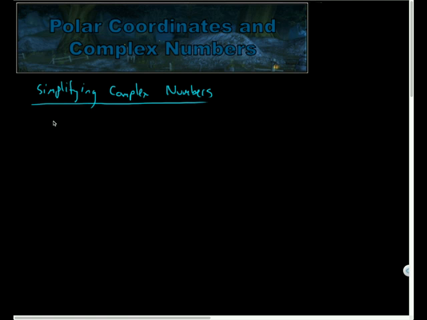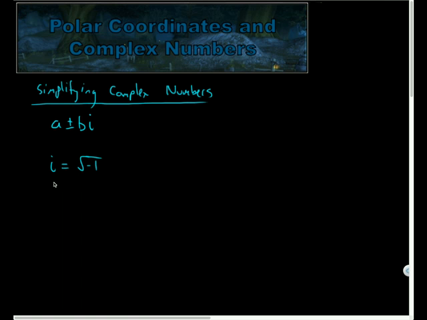Complex numbers are numbers of the form a plus or minus bi. So they have a real part and an imaginary part. When they're in this form, it is called rectangular form. And a couple facts about i. i is defined as being the square root of negative 1.